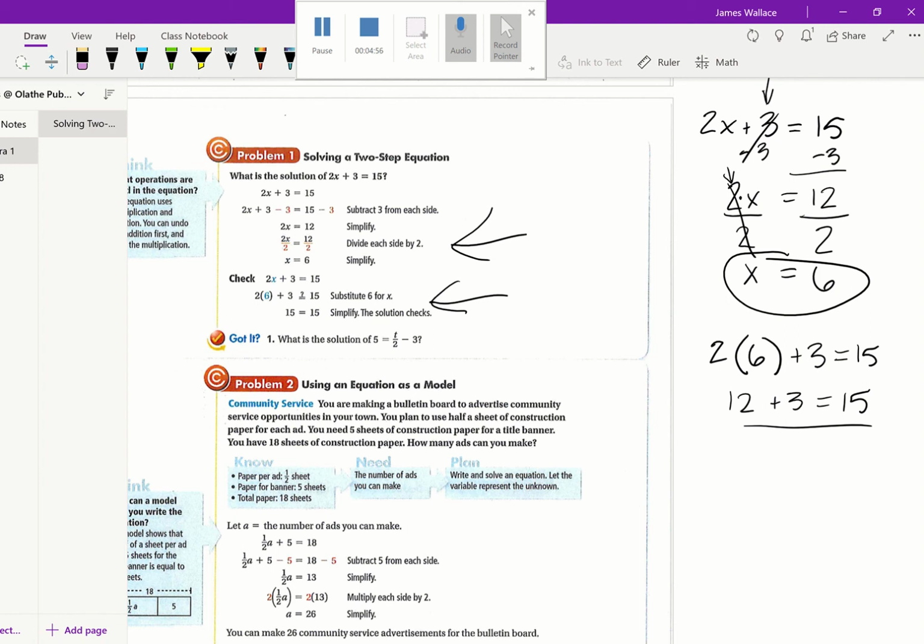On your own, I want you to take a second and pause the video. Solve this equation here: 5 equals t over 2 minus 3. I want you to try that one out, so go ahead and pause the video and do that. We'll work through that together as a class.